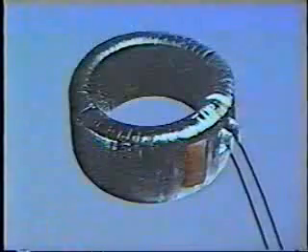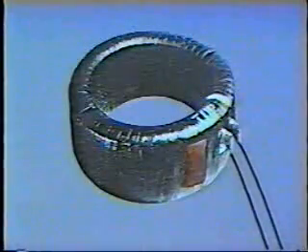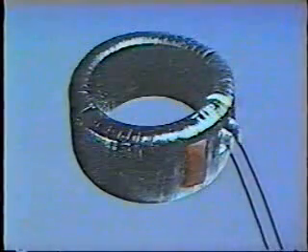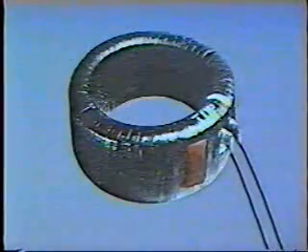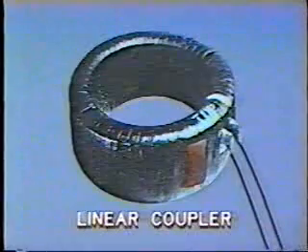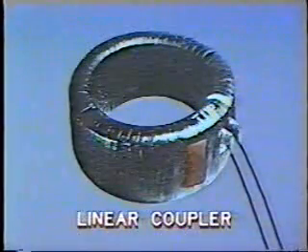Another way of getting around the problem of CT saturation with bus protection is to use a different type of CT, one which has no iron core. The air core CT completely eliminates the problem of iron core saturation. This CT is known as a linear coupler.